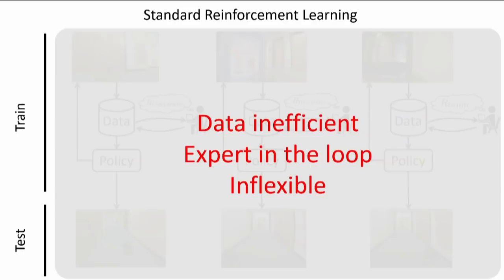So I'd say that the standard reinforcement learning approach can be fairly data inefficient because you can't reuse data from any task. Basically, a lot of the methods are on policy. Even methods that are supposedly off policy, like DQN, in practice tend not to be as soon as you go to neural networks. Another downside is you need some expert in the loop.